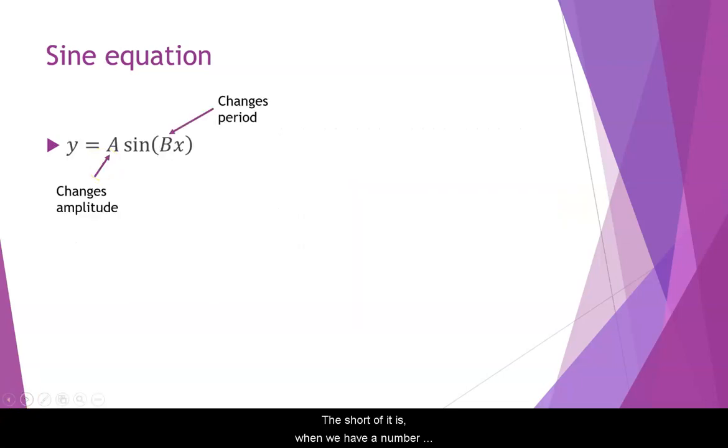The short of it is when we have a number multiplied in front, that changes the amplitude. Whatever that number is, the amplitude. This number inside multiplied by our x changes the period, and the period is affected by being 360 degrees, so the normal period of a sine of x function, divided by the number b.